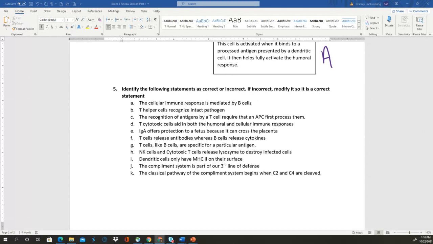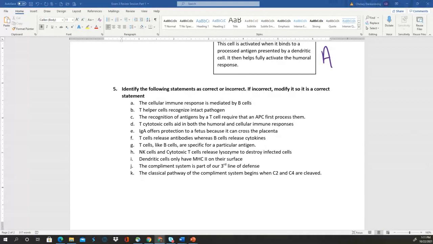Okay, E. Immunoglobulin A offers protection to a fetus because it crosses the placenta. That one's going to be false. IgA is through secretions. So IgA protects a newborn, assuming that it is breastfed. All right, IgG is going to be the one that can cross the placenta.